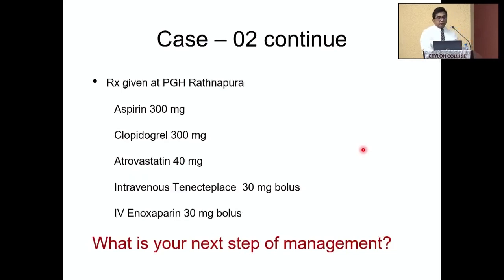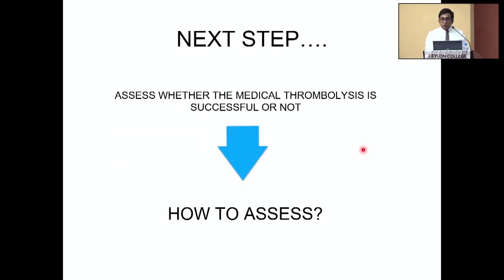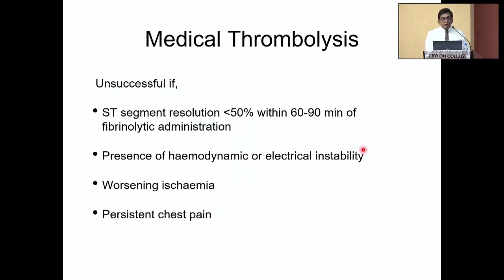Now this patient, you give aspirin 300, clopidogrel 300, atorvastatin, and enoxaparin. What is your next step? Now we should decide, we have given thrombolysis, how effective it is. We should assess whether the thrombolysis is successful or not. How do you assess it?